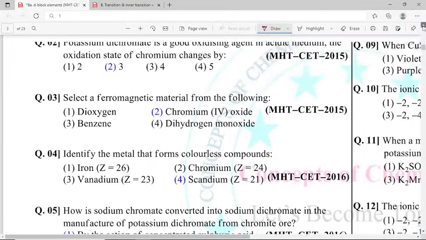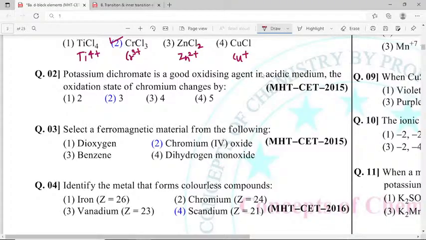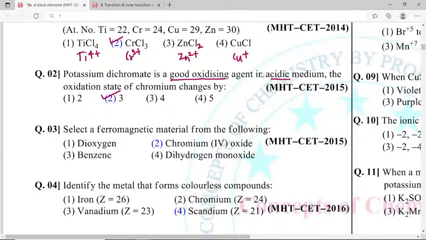Next question. Potassium dichromate is a good oxidizing agent. In acidic medium, the oxidation state of chromium changes by 3. So this is a straightforward question. Select the ferromagnetic material from the following. Chromium oxide is a ferromagnetic material.